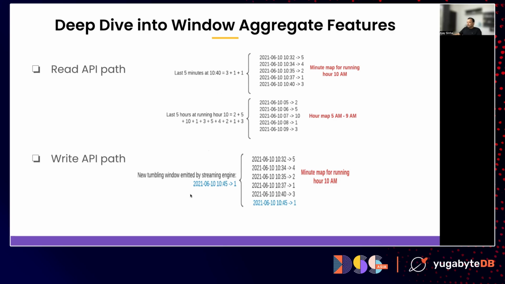In the write path, let's say I got the feature value computed for 10:45 as some value. I'll go to this map and create a new entry here. If I get an update for this value, I'll update this map similarly.